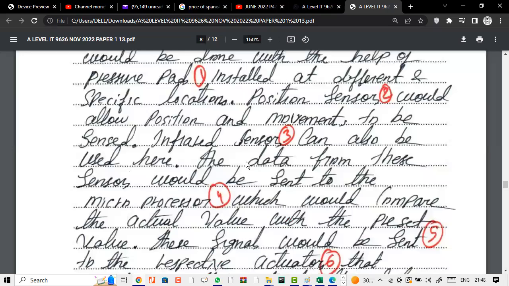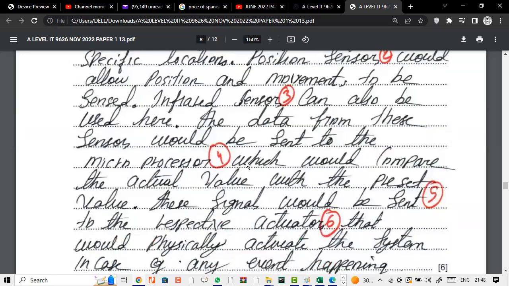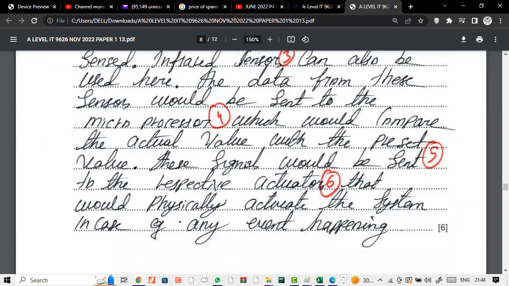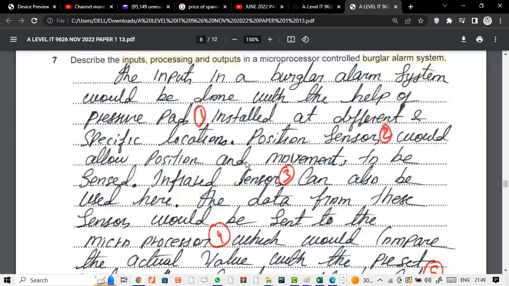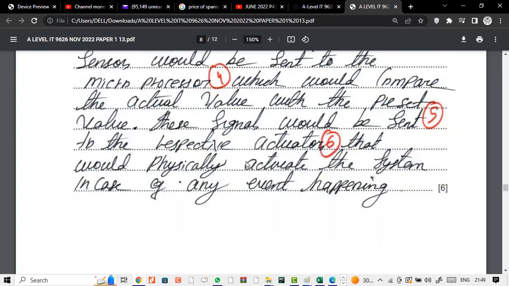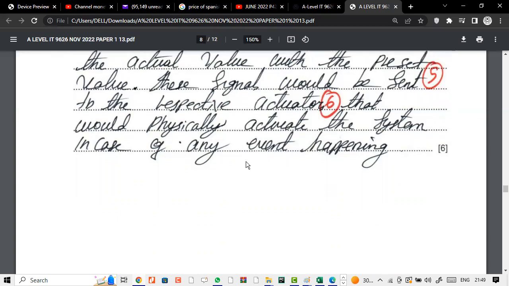The data from these sensors would be sent to the microprocessor, which would compare the actual value with the preset value. These signals would be sent to the respective actuator that will physically activate the system in case of any event happening. So you get the point, how does it work? You could have mentioned over here that the actuator could be a buzzer, could be a light, could be a message being sent, because it actuates, it does something physically.